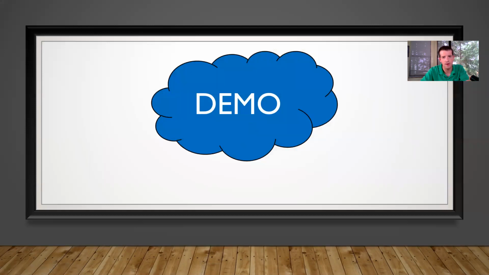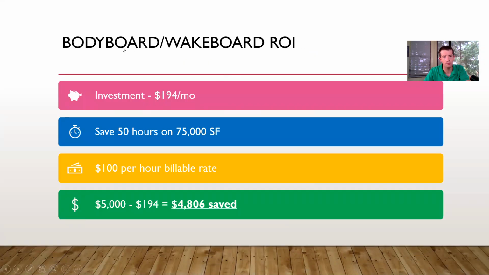So we just went through the demo, and then for both Bodyboard and Wakeboard, it's an investment of $97 a month. You could also do a year investment for $997 each. So let's just say $194 per month. Let's say that you just saved 50 hours on a 75,000 square foot building. So double what we just went through. Let's just say you save 50 hours, even at $100 per billable hour. It's $5,000 is the total savings minus the investment cost of $194. So you're going to save $4,806 on just that single project.